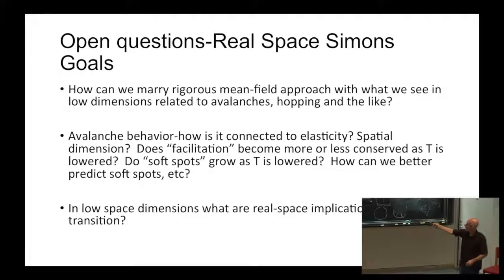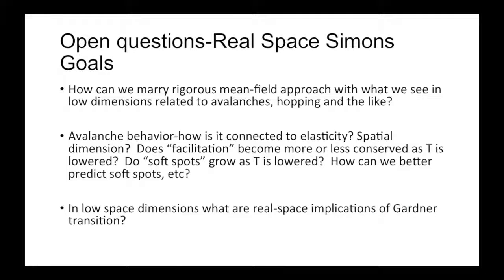And again, from the standpoint of avalanches, can we understand this from the mean field perspective as well, connecting to work that, let's say, Giulio has done with Gilles Tarjus and other people? I think this would be extremely important to do. One thing I didn't talk about at all is the Gardner transition, but in low space dimensions, what are the real space implications in general for this? I think this is an unanswered, very interesting question.